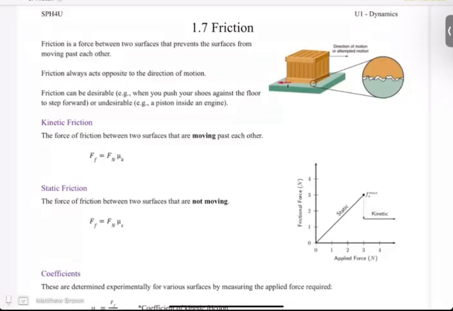Okay, I feel like this is kind of our last lesson in a way. It's not, we'll do all the centripetal stuff, but usually friction you covered in grade 11 as well. So hopefully this is kind of a review.